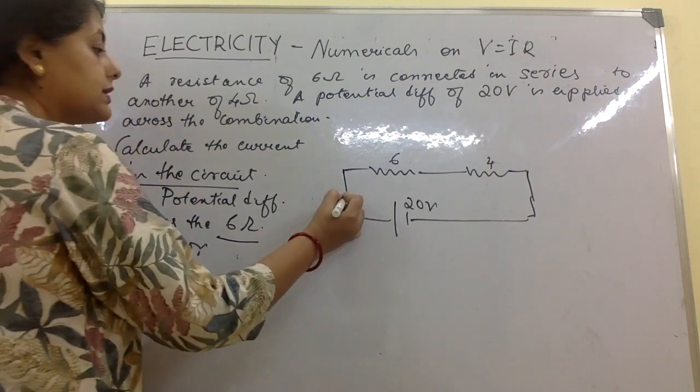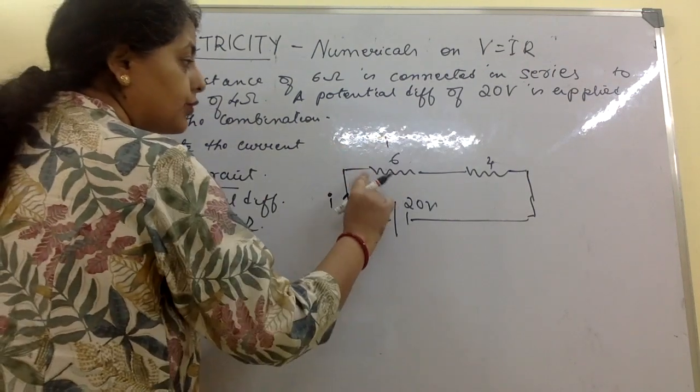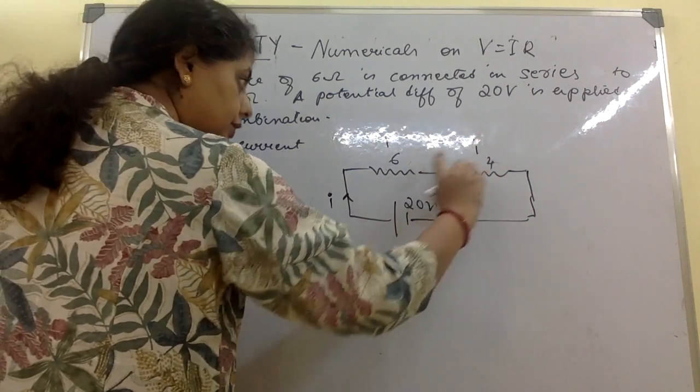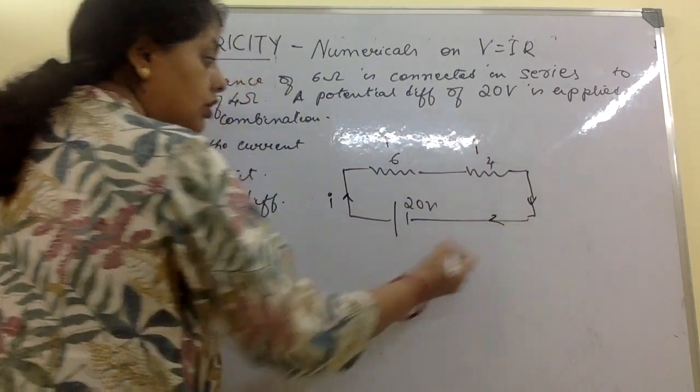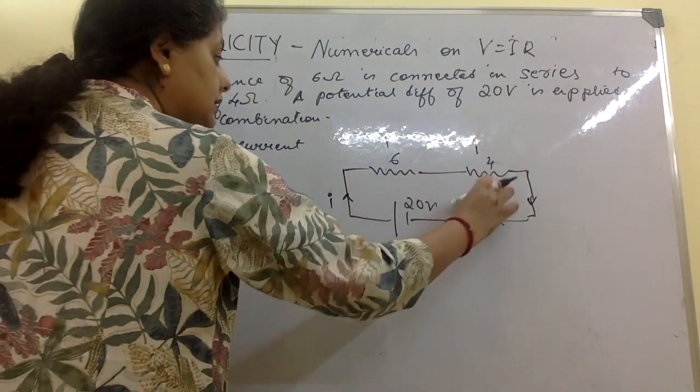Now here I want to tell something. If current I is flowing in the circuit, then I will flow through the 6 ohms and I will also flow through the 4 ohms. This is not the same in parallel. Okay, so I flows through this also and this also.